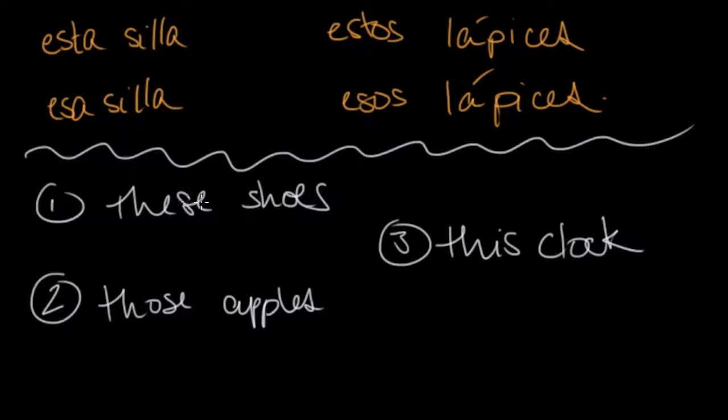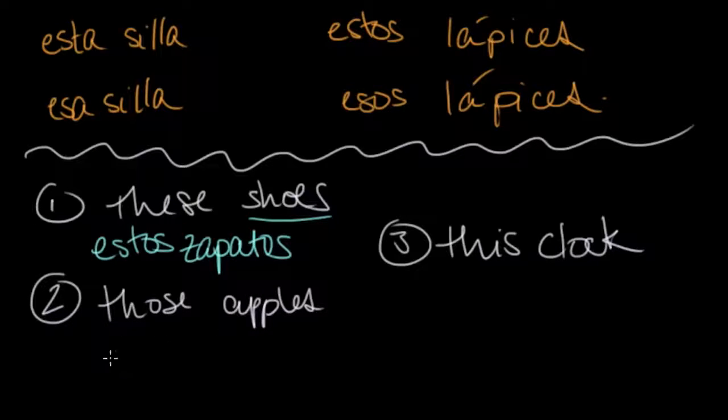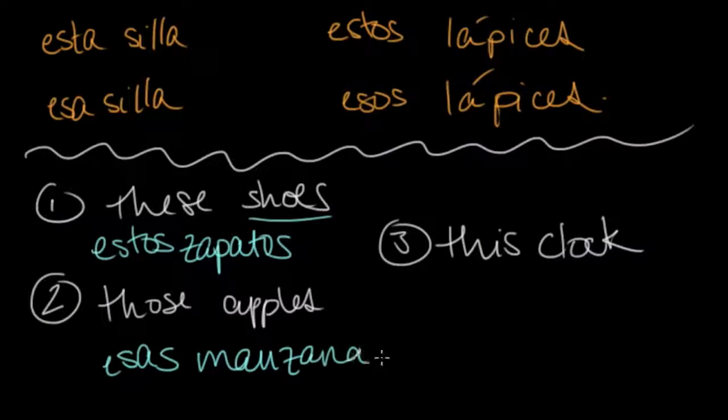So these shoes, we're going to have some variation of estos, estas. Given that shoes, zapatos, is masculine, we will have estos zapatos. These shoes. Those apples, we will have a variation of esos, esas, because this is plural. Given that manzanas, apples, is feminine, we will have esas manzanas. Those apples. And finally, this clock, we're singular, and reloj, clock, is masculine, so we have este reloj.